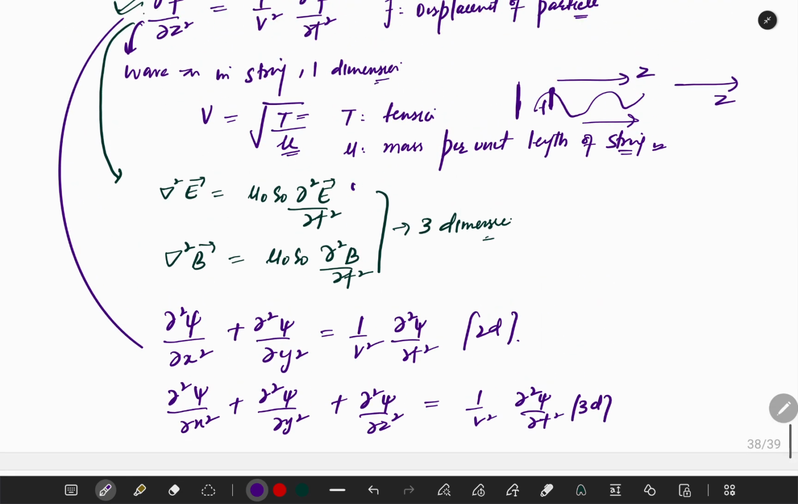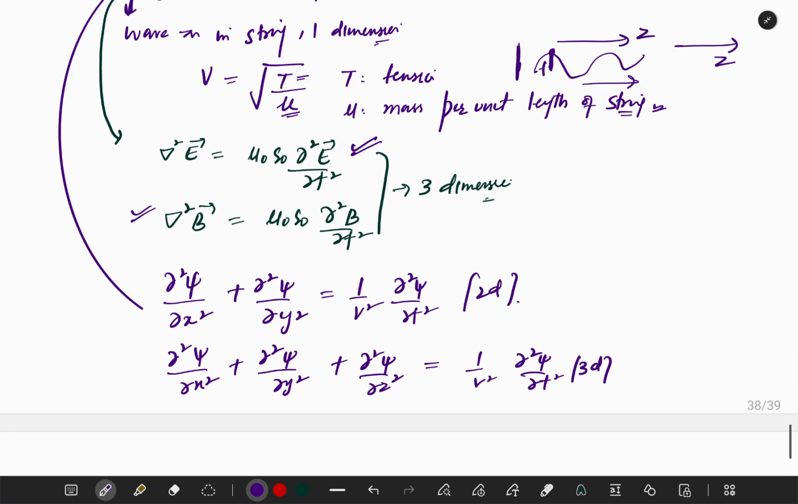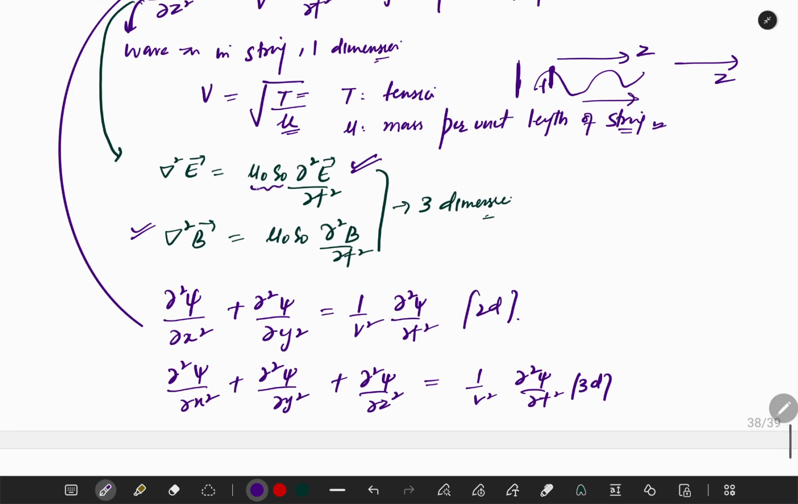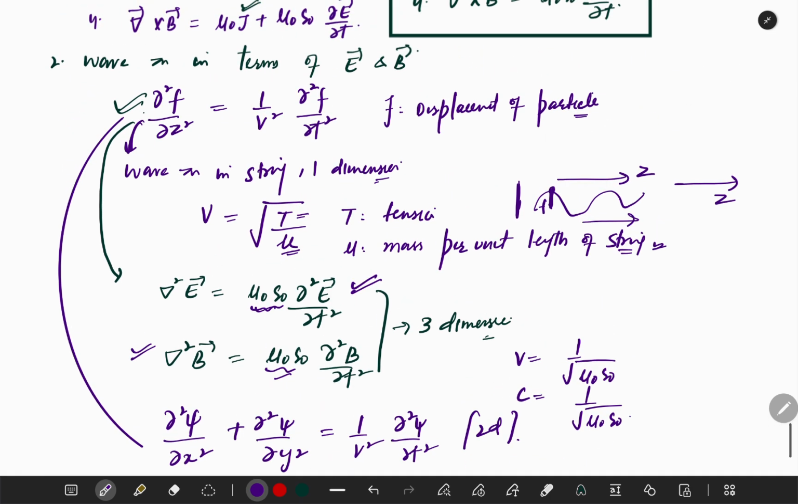Now we'll derive these two equations. I'll try to derive both equations, and you'll understand how we actually get to them, and we'll also see that this v is 1 over root of mu 0 epsilon 0, which we know is the speed of light. In the string it's the speed of the wave, but here it's the speed of the electromagnetic wave, which is c, not v.